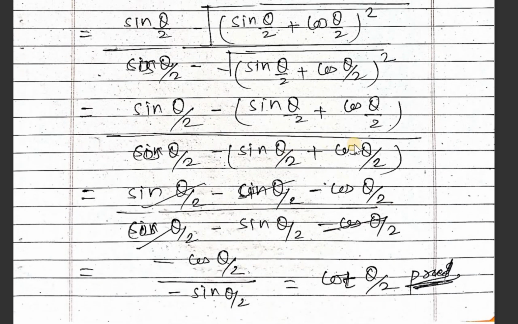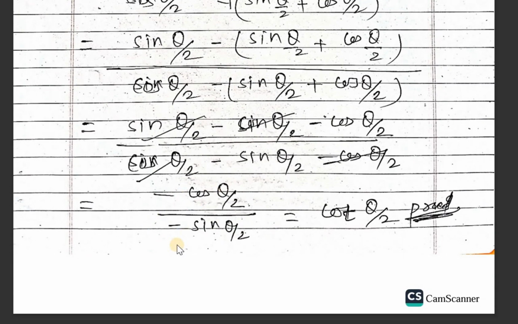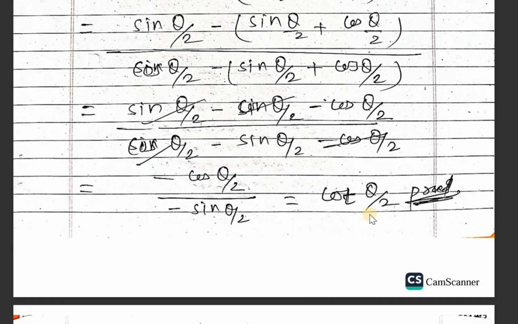After getting this equation and simplifying, you can see this is plus and this is minus, so this one is cancelled and this one is cancelled. We can get cos θ/2 upon sin θ/2. So this minus and minus is cancelled. Cos θ/2 upon sin θ/2 is cot θ/2.